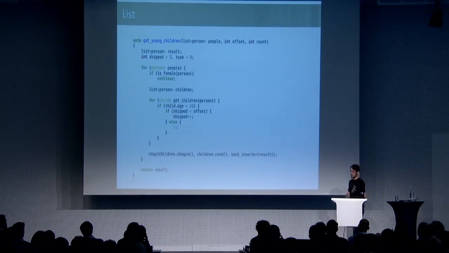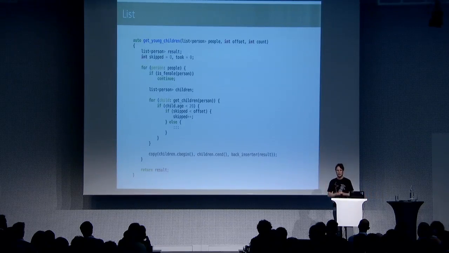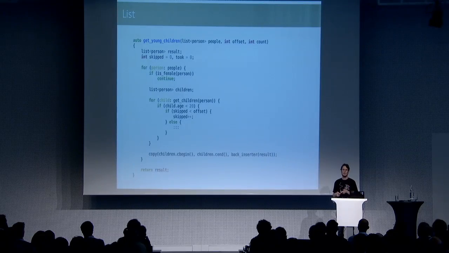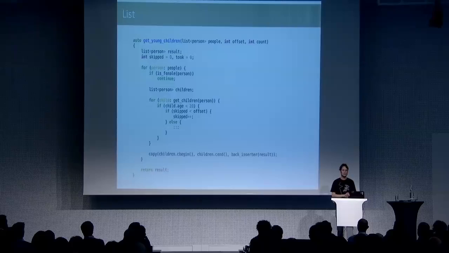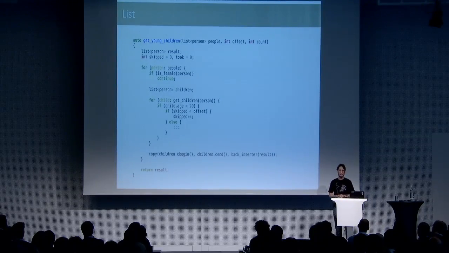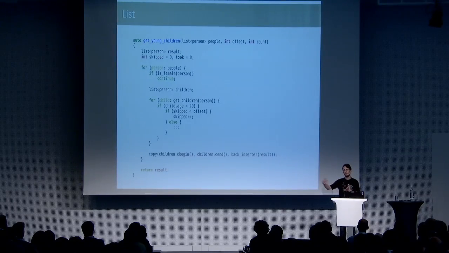OK, so just imagine a method like this. It takes a list of persons, filters it, gets just females, then gets children of those females, then gets children which are young, and it has a count and offset like we usually do. And the method is not really readable. I guess you all agree, and it's not even complete. You need to count, you need to optimize it so that you don't calculate more than you need to and stuff like that.